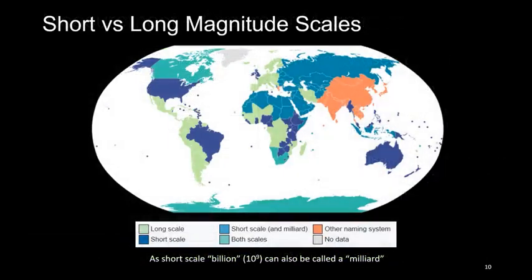This map illustrates that terms for magnitudes vary around the world with little consistency. The dark blue and medium blue countries use the short scale, but medium blue countries use the term milliards instead of billions. The light green countries use the long scale, and the orange Asian countries use different terms altogether. These differences can lead to much confusion when communicating across borders, so be careful.